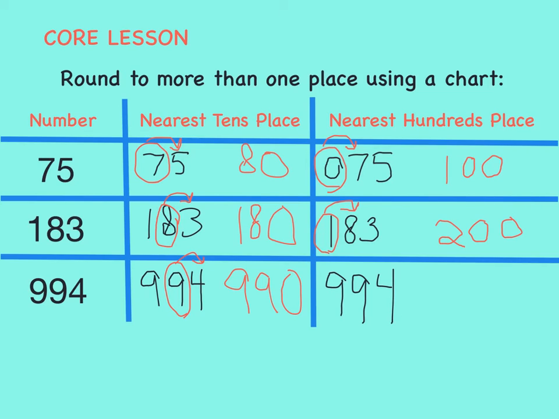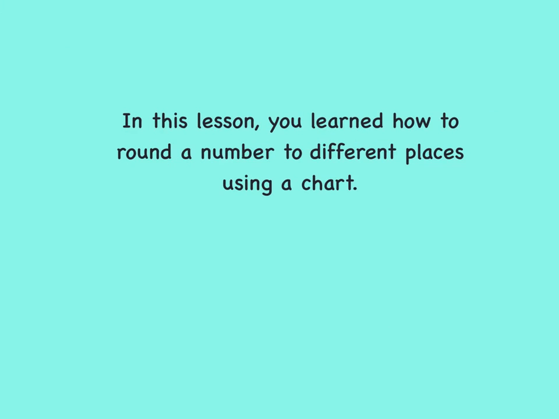When we round 994 to the nearest hundreds place, we first circle the hundreds place. We look to the right to see what to do. We see a 9 next door, so we know we'll have to round up. The 9 rounds up to a 10, and everything to the right becomes a 0. So we know that 994 rounds up to 1,000 when we round it to the nearest hundreds place. In this lesson, you learned how to round a number to different places using a chart.